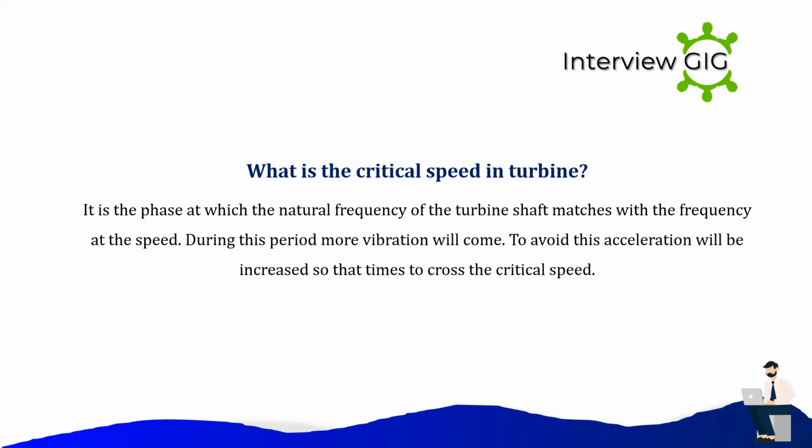What is the critical speed in turbine? It is the point at which the natural frequency of the turbine shaft matches with the frequency at the running speed. During this period more vibration will come. To avoid this, acceleration will be increased so that the time to cross the critical speed is reduced.